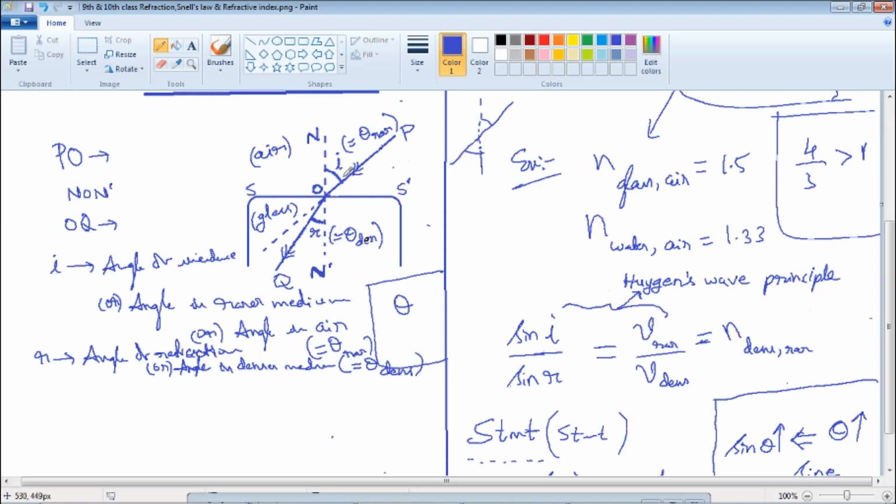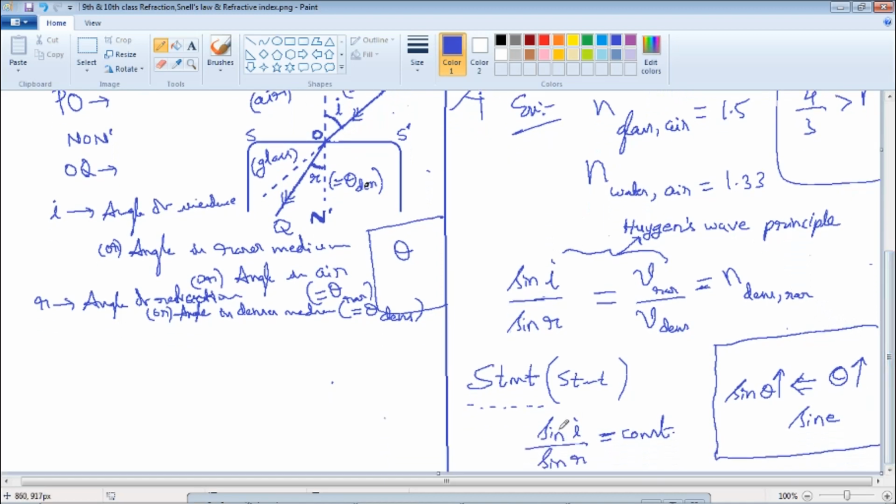So Snell performed this experiment, and he found that when he increased i, r also increased in such a way that the ratio always remains constant. What is the meaning of this? This simply means that when i is increased in such a way that sin i is doubled, how can sin i by sin r still remain constant? Doubled means I would write 2 into sin i. This ratio can be constant only if sin r also increases such that it also gets doubled.